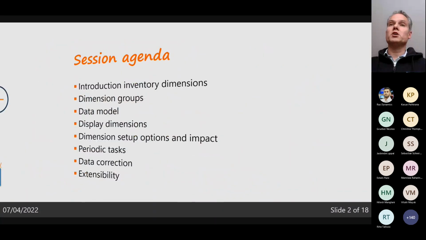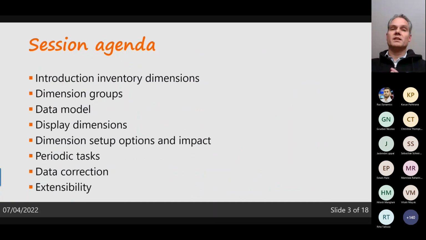I'll go directly into the agenda for today. First, I'll give an introduction of what inventory dimensions are, what the purpose is, and what kind of dimensions we have available in the application. I will also tell about the data model, how it's all stored, as it will come back at the end with the extensibility and some data correction tasks. We'll also cover display dimensions, where the user can configure which dimensions will be visible or not, and give some tips around that.